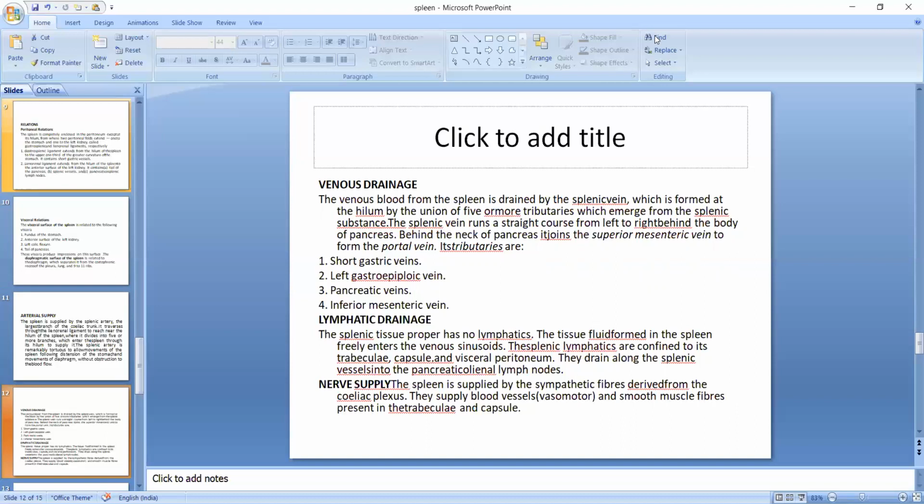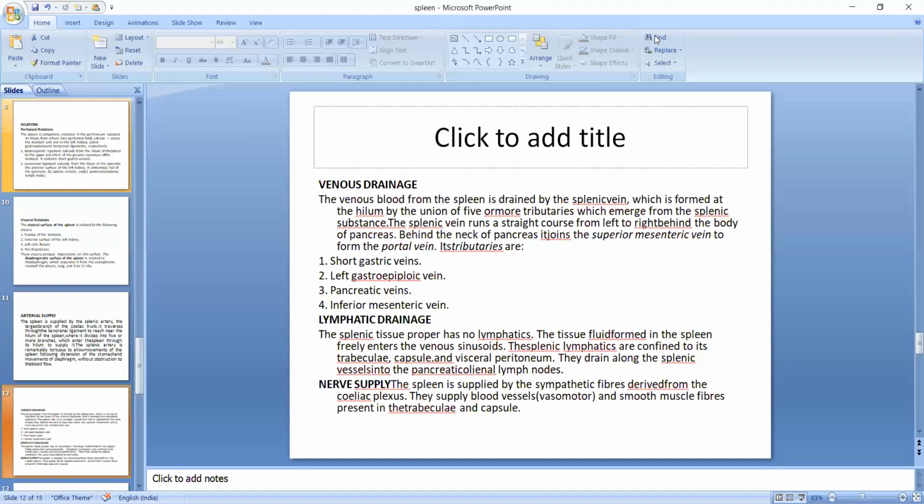Lymphatic drainage. Splenic tissue proper has no lymphatics. The tissue fluid formed in the spleen freely enters the venous sinusoids. The splenic lymphatics are confined to the trabeculae, capsule, and visceral peritoneum. They drain along the splenic vessels into the pancreaticosplenic lymph nodes.